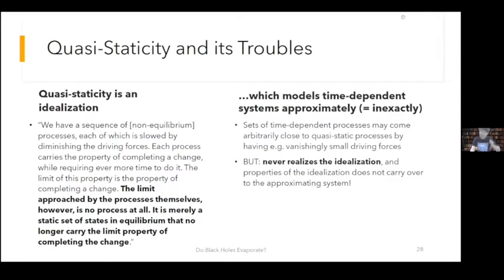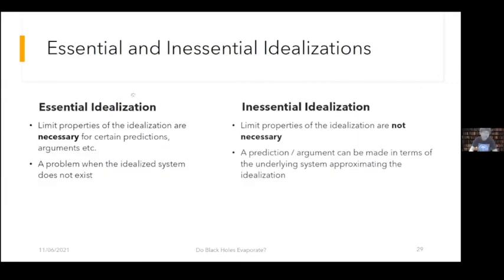So it can model time-dependent systems approximately, which means inexactly, if the time-dependent processes come arbitrarily close to quasi-static processes by having vanishingly small driving forces. But it never realizes the idealization of quasi-static processes. Now we can come to a brief distinction between essential and inessential idealization. Sometimes the limit properties of an idealization are necessary for an argument or a prediction, and it's a problem when the limit system doesn't exist. Whereas most of the time, limit properties are not necessary, and you can make a prediction or an argument in terms of the underlying system approximating the idealization, or understand it as an approximation instead.